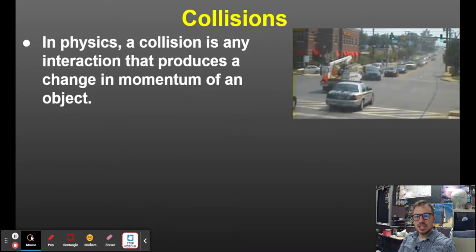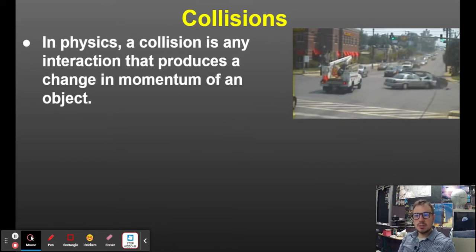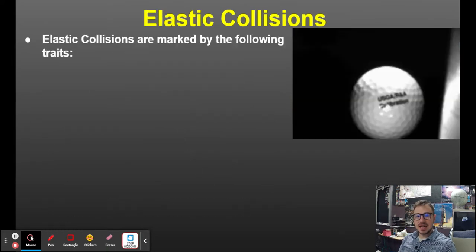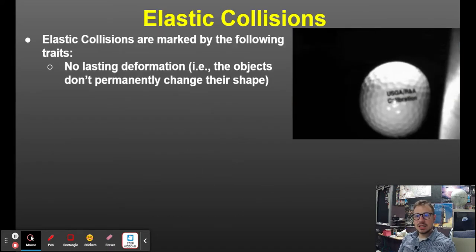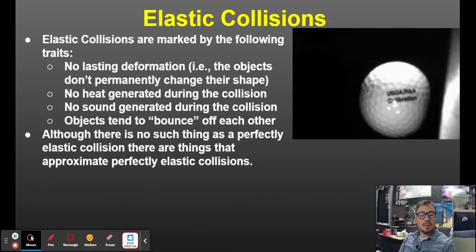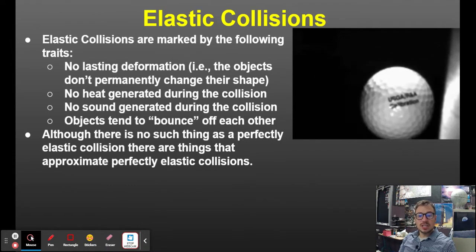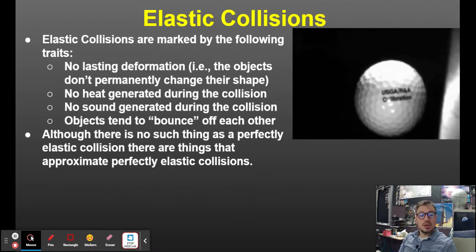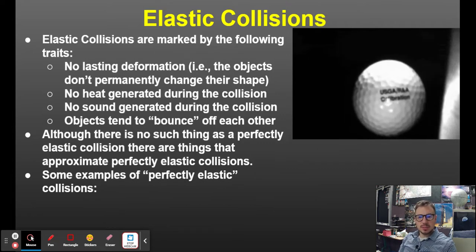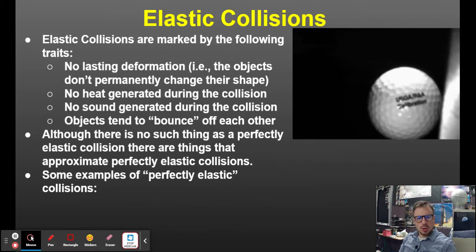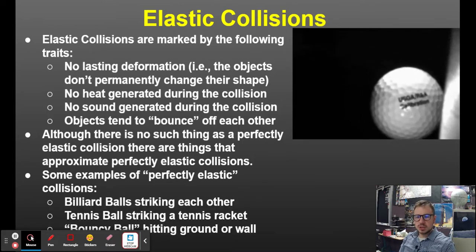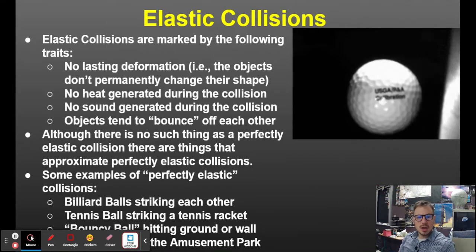So in physics, a collision is any interaction that produces a change in momentum of an object. There are two types of collisions, elastic and inelastic. So we looked at the elastic collision. There's no lasting deformation, no heat generated, no sound generated. Objects tend to bounce off each other. Now, there's no such thing as a perfectly elastic collision, and you learn about that when you get to the unit on energy. So here are some examples of perfectly elastic, or close enough, because there's no lasting deformation: billiard balls striking each other, a tennis ball striking a tennis racket, a bouncy ball hitting the ground, bumper cars at an amusement park.